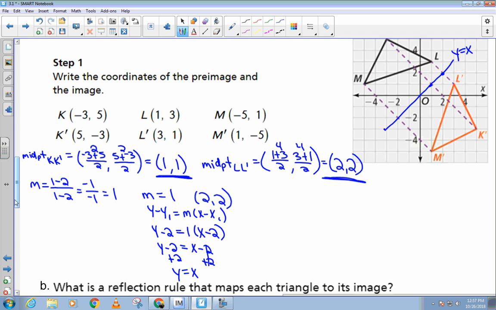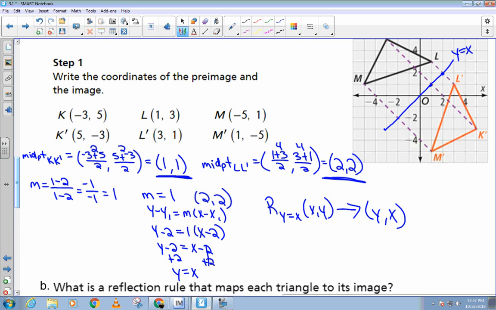Okay. Now, let's go back up to our coordinates. Do we see a pattern here? They're just flip-flopped, right? So, if we reflect over the line y equals x, then my x and y just switch places. Okay? So if you reflect over the line y equals x, your coordinates just switch places.